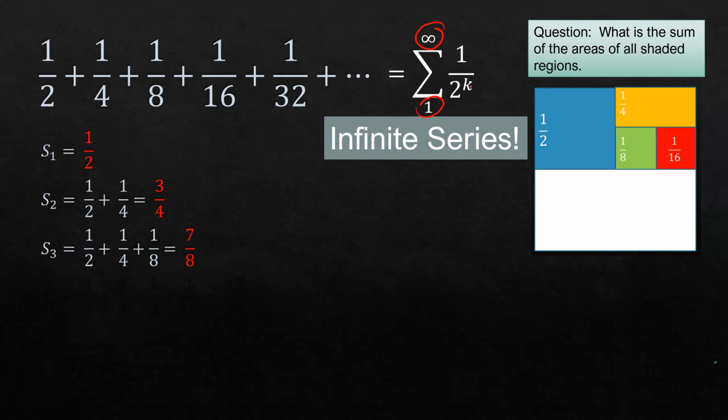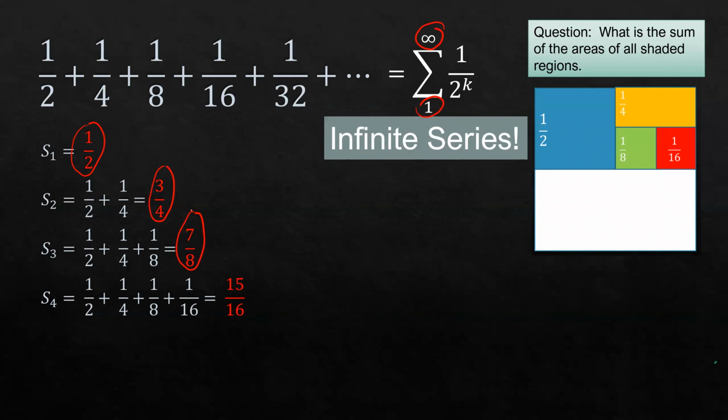Now, when we ask, what is the sum of all the areas? What are we tracking? We're tracking the sequence of these partial sums, okay? The fourth partial sum would be 15/16. So what is going on here? What is the nth partial sum? Do you see a pattern? I would say the pattern is the denominator is 2 to the k power, and the numerator is 1 less, right? So 2 to the k power minus 1.